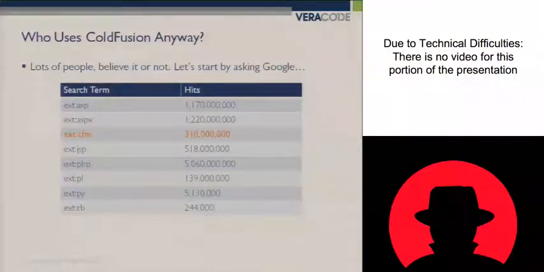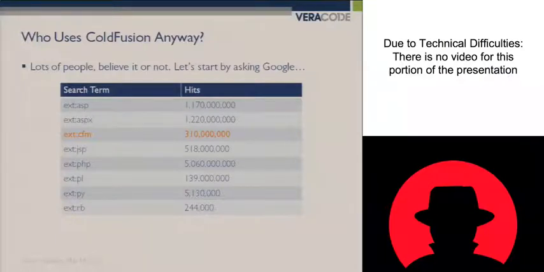This is a question that I get quite a bit when I mention to somebody that I'm talking about ColdFusion. And I say, well, does anybody actually use that anymore? And that was a good question because these days, if you're developing a new application, especially if you're in an enterprise, you're probably picking J2EE, you're picking ASP.NET. Those are the most popular platforms today.